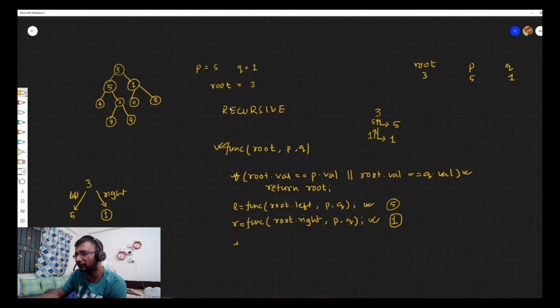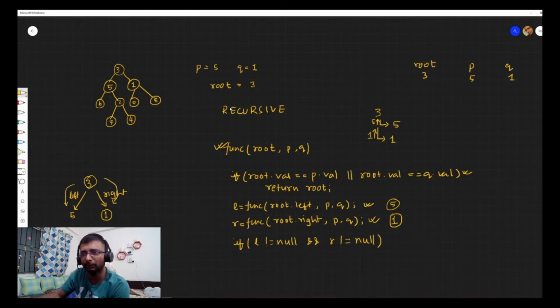I could easily say that if my left not equals to null and my right is also not null, it means I am sitting at a node wherein I have a node that I'm looking for on my left side, and I have a node that I'm looking for on my right side. So this is the node, that is my answer.